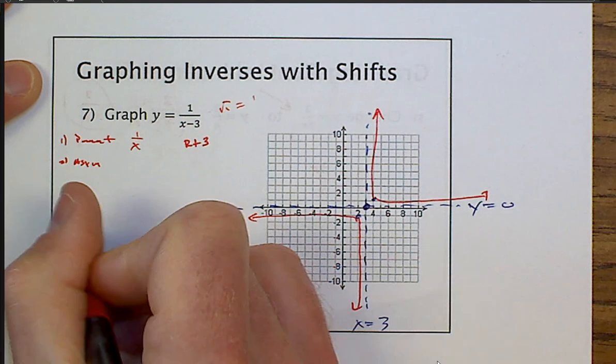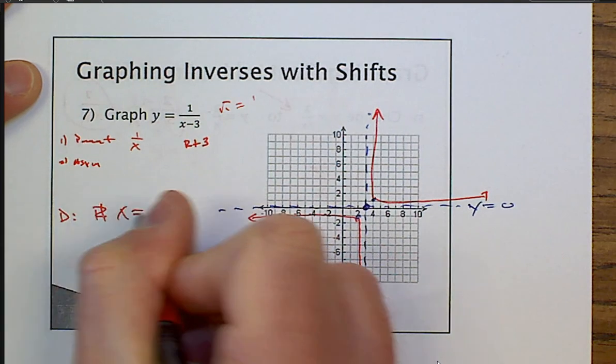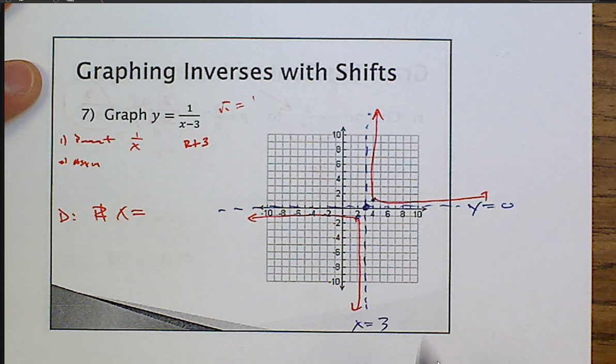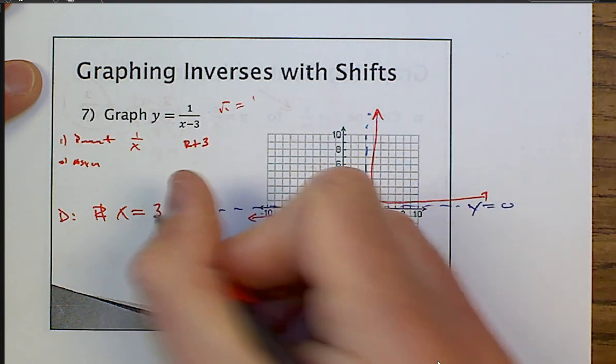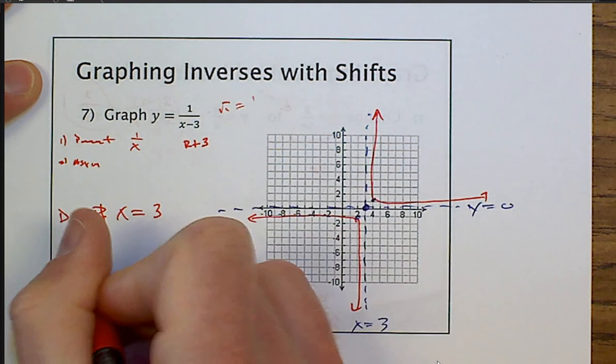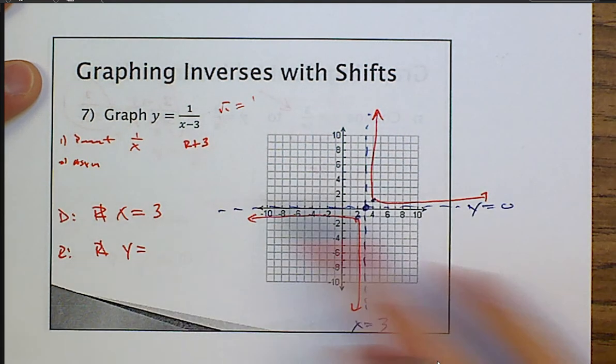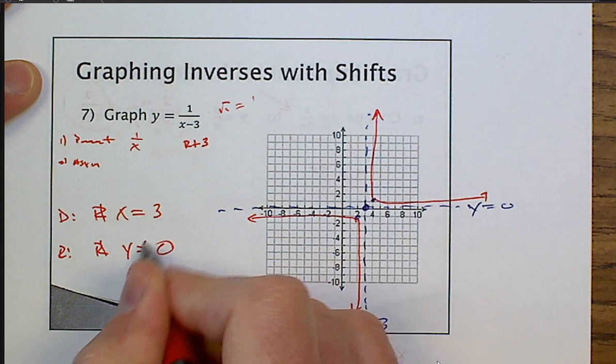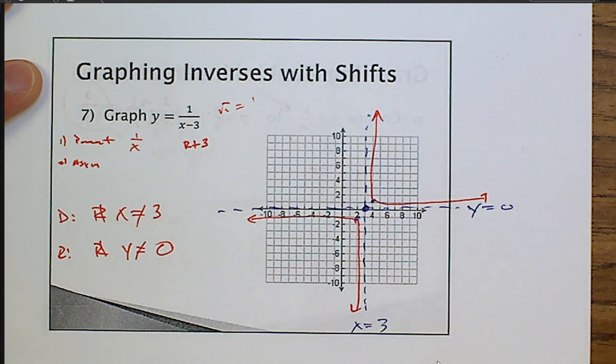Domain, what's your domain? All real numbers. What can't x be? I had a shift right, so x can't be positive 3. It's going to get really, really close to positive 3, but it's never touching. Range is going to be all real numbers. Y does not have any shifts up or down, so y cannot be 0. So x can't be 3, y can't be 0.